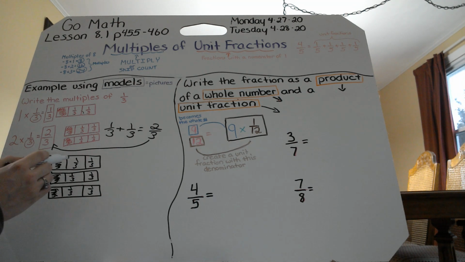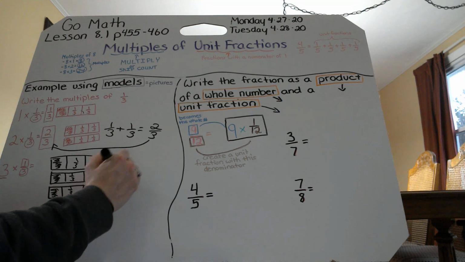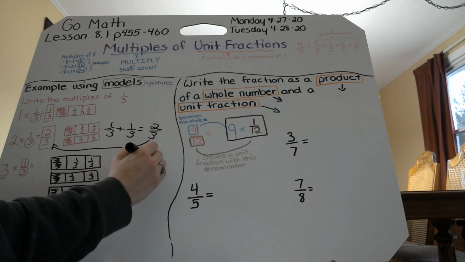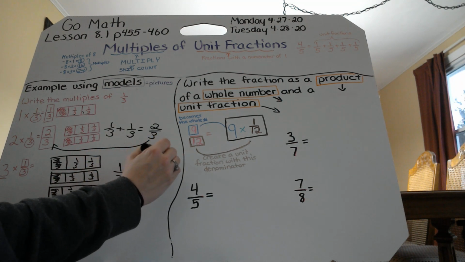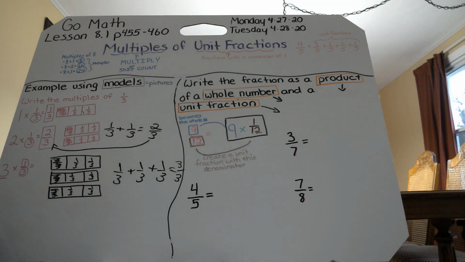So I have 1/3 plus 1/3 plus 1/3, which equals 1 plus 1 plus 1 is 3 all over your denominator of 3. So 3 times 1/3 equals 3/3. I know all of you are screaming at me right now because 3/3, all of you know, equals 1 whole. Remember, anytime you have a fraction where the numerator and the denominator are the same number, that is 1 whole.